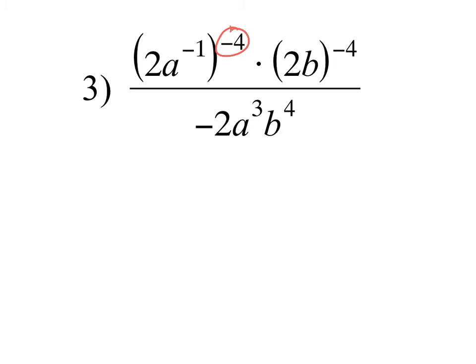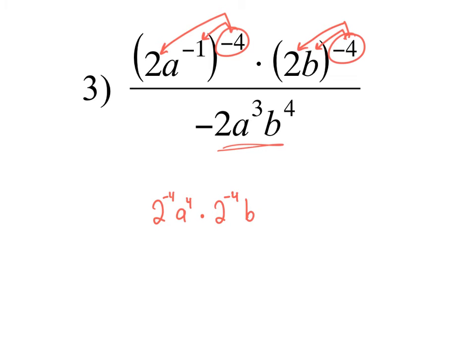I'm going to go here, got to hit that base, got to hit that base first. On the bottom, nothing really to be done. So there we go: 2 to the -4, a to the +4 times 2 to the -4, b to the -4, all over -2, a cubed, b to the 4th.